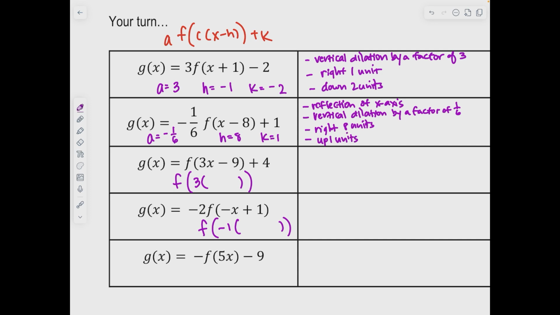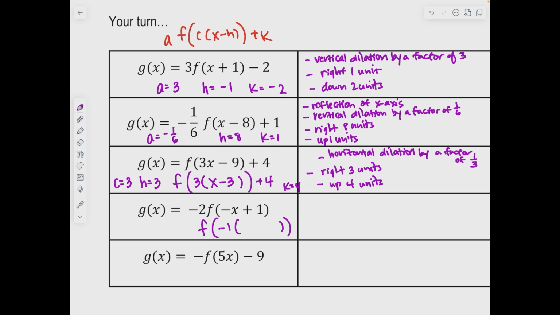Okay, this third one's a little trickier. And I gave you a hint. I said factor out the 3 to begin with. So if you factor out a 3 to begin with, you see that it's x minus 3, like that. So what that tells me is the c value is 3, the h value is 3, and the k value is 4. So I have a horizontal dilation by a factor of 1/3, because again, you have to take the reciprocal. You're going to go right 3 units, and then you're going to go up 4 units.